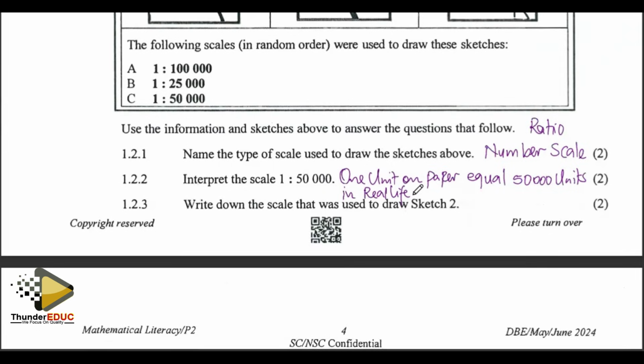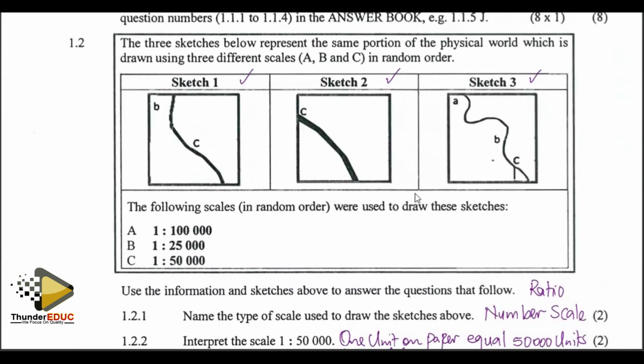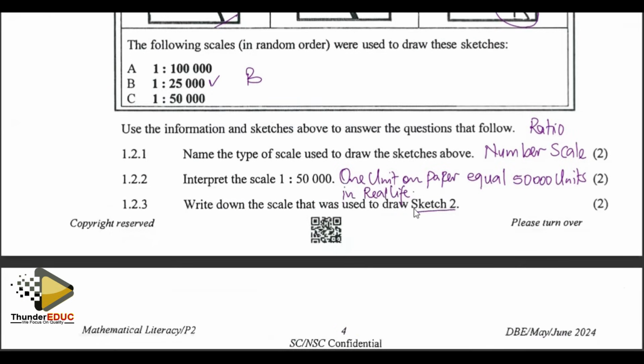Write down the scale that was used to draw sketch number 2. Now, when you look at sketch number 2, it's really enlarged, like it's this other part of the diagram. You see that? This part from here up to there is what is drawn. So sketch number 2, we shall take the smallest, which is B. Why? The smaller the scale, the bigger the image, whereas the larger the scale, the smaller the image. So sketch number 2 was B, the smallest scale.